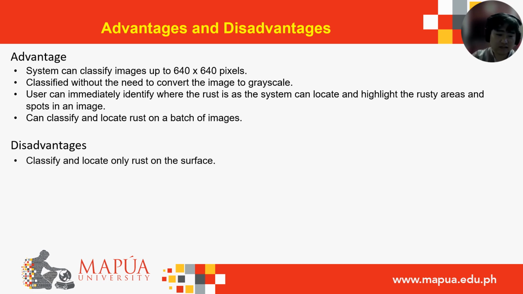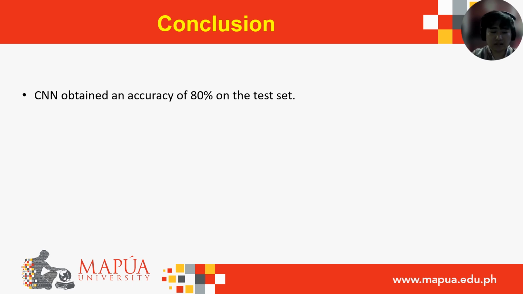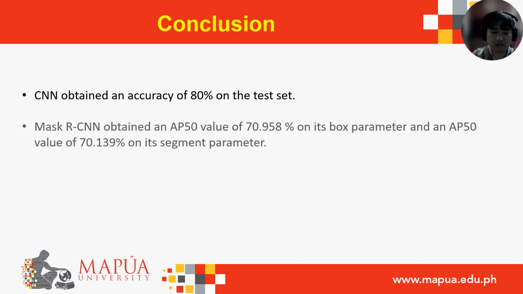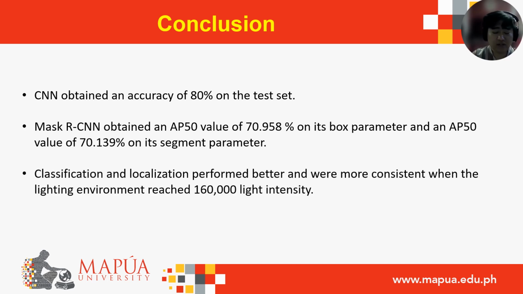A disadvantage is that it can only classify and locate rust on its surface, and the method is dataset reliant. So in conclusion, CNN obtained an accuracy of 80% on the test set, and Mask RCNN obtained an AP50 value of 70.958% on its box parameter and an AP50 value of 70.139% on its segment parameter, which shows good performance. Classification and localization performed better and were more consistent when the lighting environment reaches 160,000 lux light intensity. And this shows that the method used in the study was successful in detecting rust.